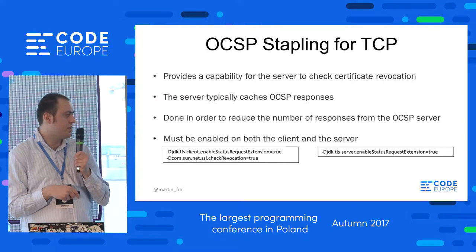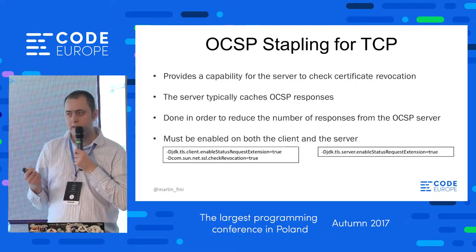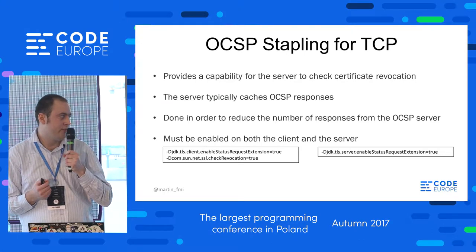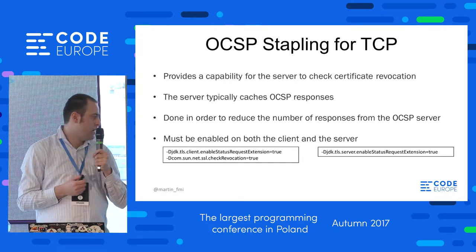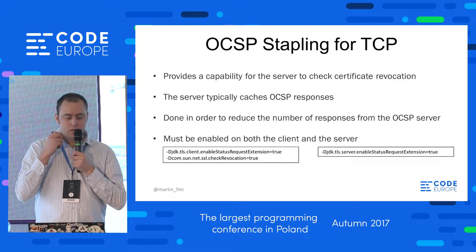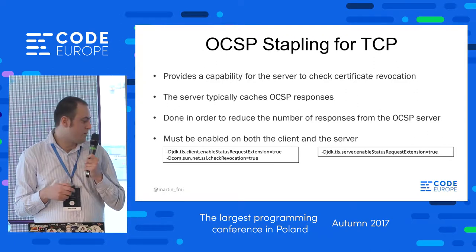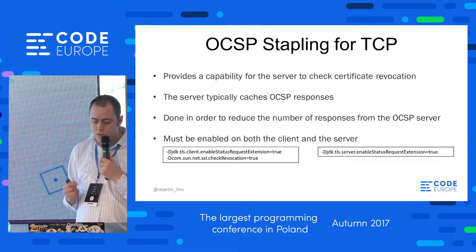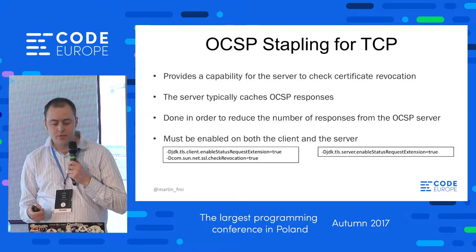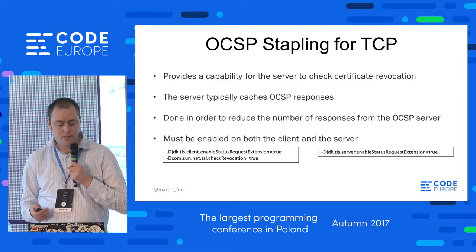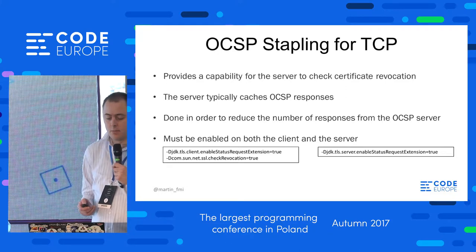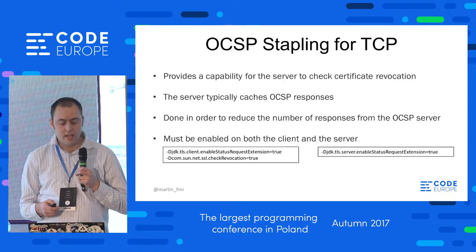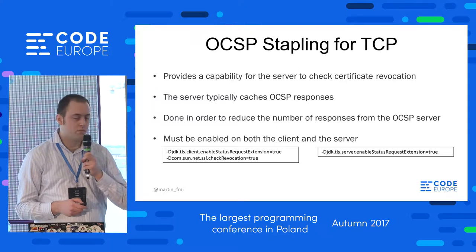So the main goal here is to reduce the number of client requests and respectively responses that are retrieved from the certificate authority. And in order to enable OCSP stapling, you just need to specify several Java options. One for the server and one for the client. You need to specify jdk.tls.server.enableStatusRequestExtension equals true for the SSL server. And for the client, you need to specify jdk.tls.client.enableStatusRequestExtension true. And the check revocation option must also be set to true.